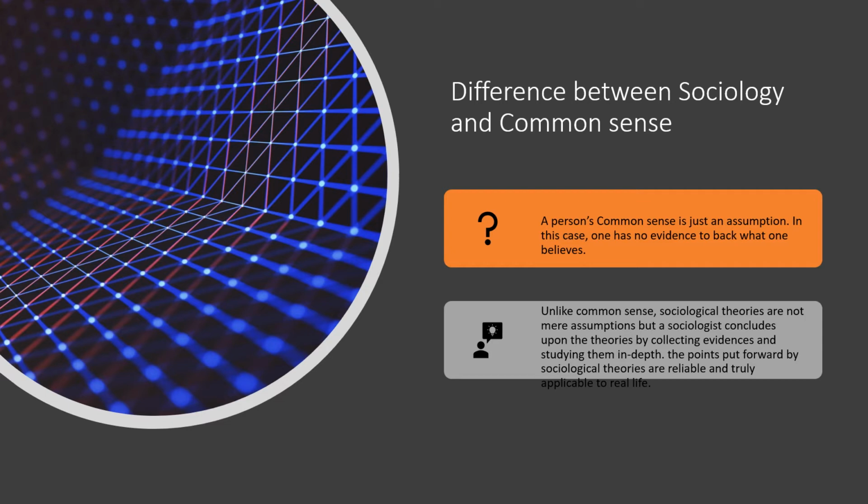Unlike common sense, sociological theories are not mere assumptions, but a sociologist concludes upon the theories by collecting evidence and studying it in depth. The points put forward by sociological theories are reliable and truly applicable to real life.